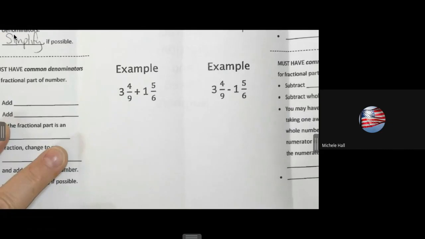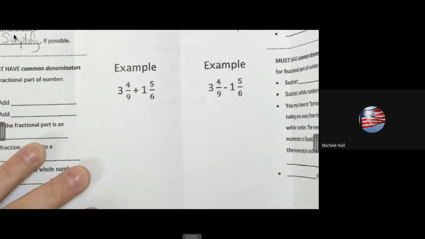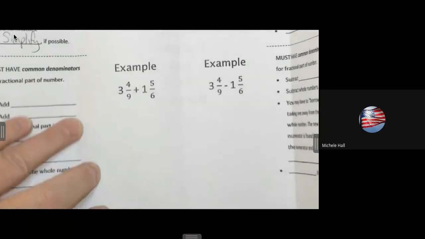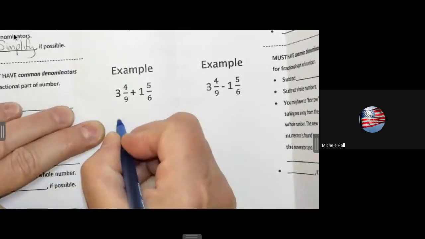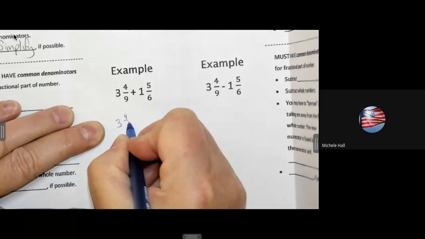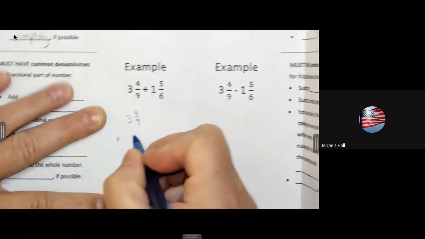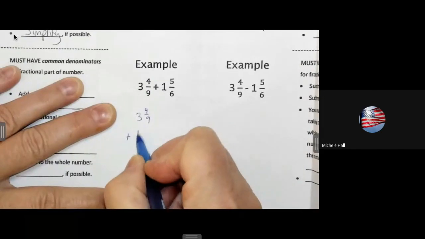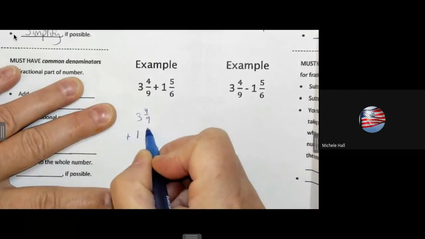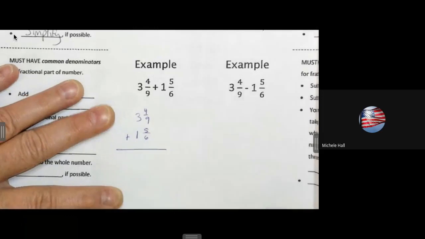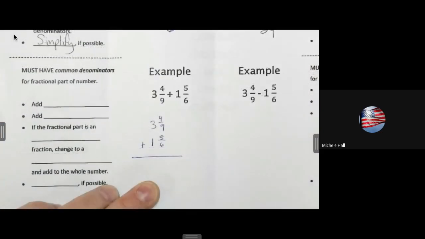Mixed numbers this time. When it comes to mixed numbers, I actually like to stack them on top of each other so I can see the whole number in the fraction column. So I'm going to say 3 and 4/9 plus, notice that I'm putting my 1 in the whole number column, 1, and then the fraction goes in the fraction column, 5/6. Excellent. What's a common denominator for 9 and 6?